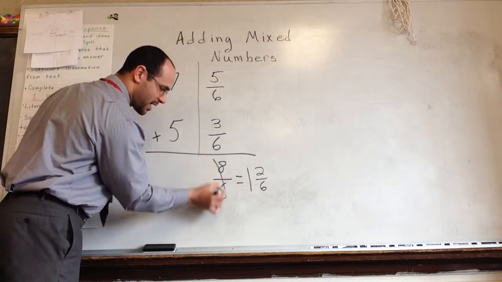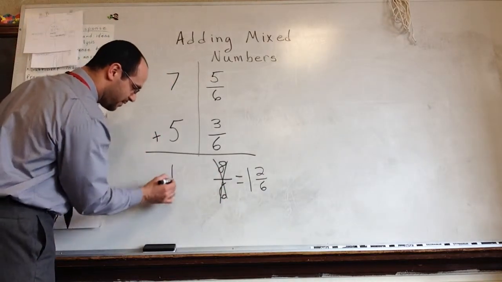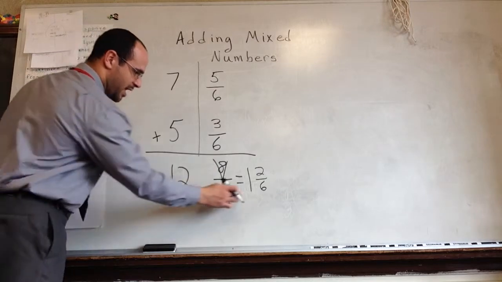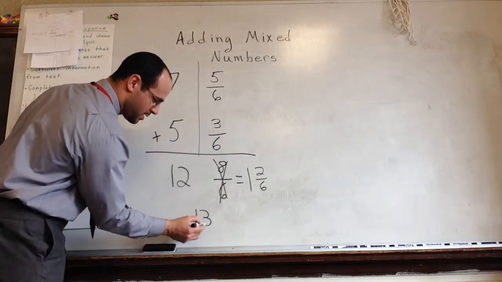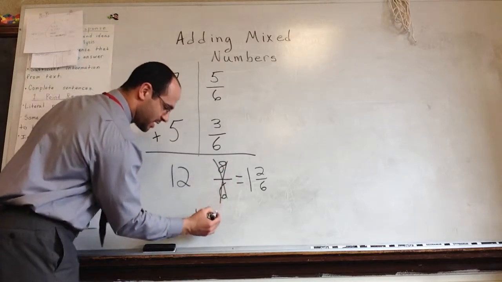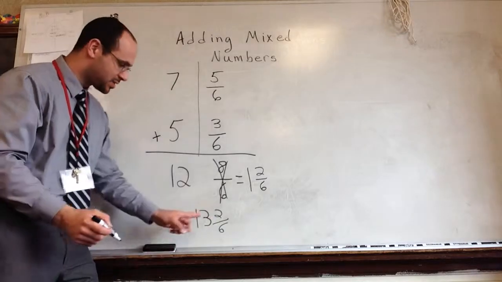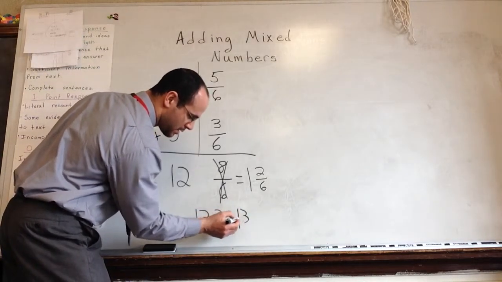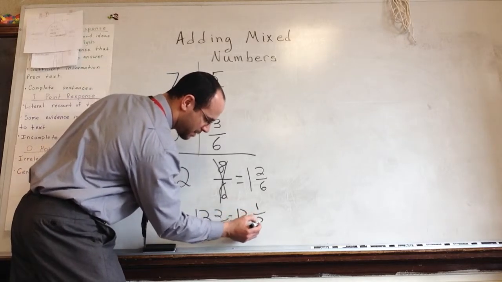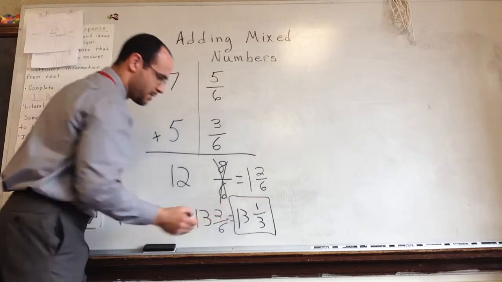So I can get rid of this guy now. And now I do 7 plus 5 is 12. I combine my whole numbers, which would be 13. And I keep my fraction, 2/6. And I should actually reduce this, so this should be 13 and 1/3. Box your answer. You can watch that again.